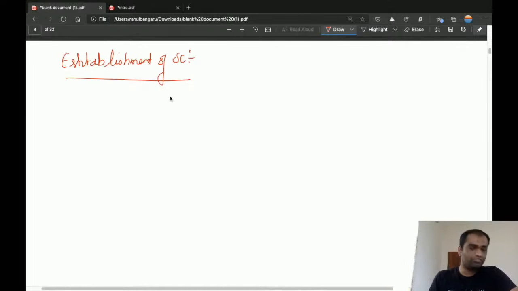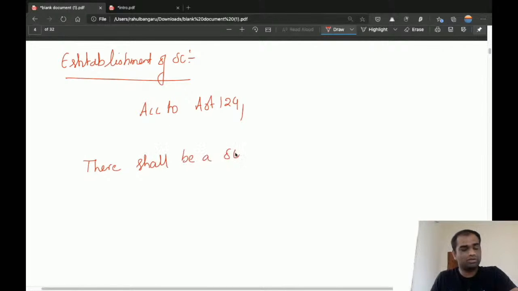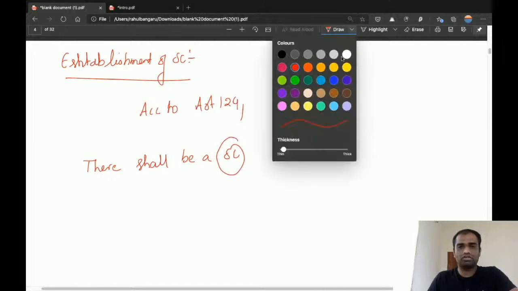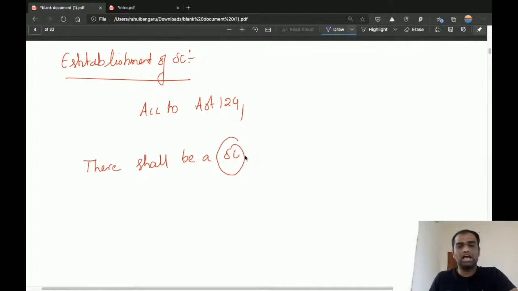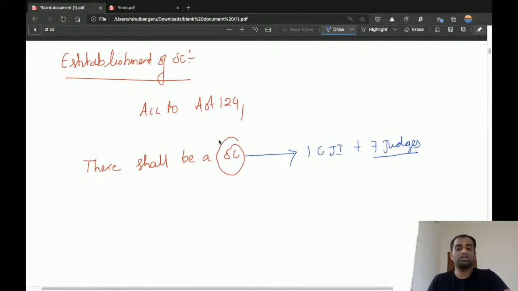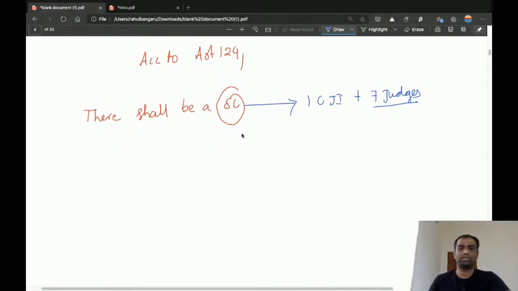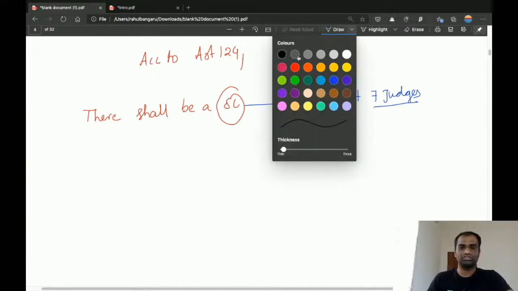See, in the establishment of Supreme Court, according to Article 124, there shall be a Supreme Court. And this Supreme Court will have one Chief Justice of India plus 7 judges. Now this provision of 7 judges.